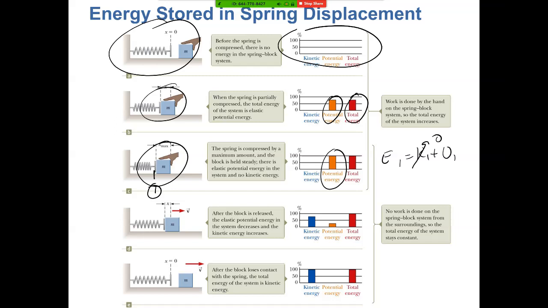But what happens if you let go of the block? As soon as you let go, it is being pushed toward equilibrium. That means the spring force is going to do work. As the spring force does work, it pushes the block toward equilibrium, and as it does, it decreases potential energy.